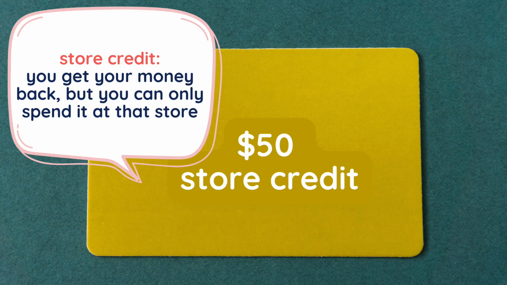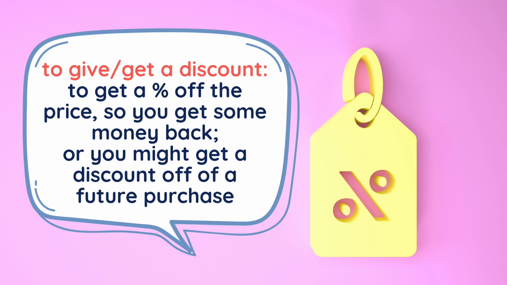Sometimes companies won't give you your money back, but they will offer other ways to solve your problem. For example, number 7 is store credit. This means that you will get the money back, but you can only spend it at that store. Basically, it's like a gift card to that store. And number 8, to give or to get a discount. This means you get a certain % off the price, so you get some money back, or you might get a discount on a future purchase.